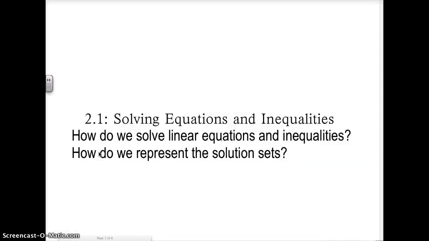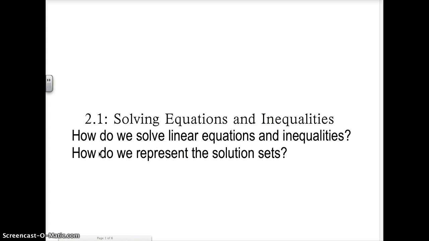We're talking 2.1, solving equations and inequalities, and specifically we're looking at how do we solve linear equations and linear inequalities. Later on in the year we'll talk about solving different types of equations, whether they be quadratic, cubic, some of those parent functions we talked about. We'll talk about how to solve them, but here, this is basic. This is just linear. This is stuff you've kind of already done in Algebra 1. So the how do we solve should be a little bit review.